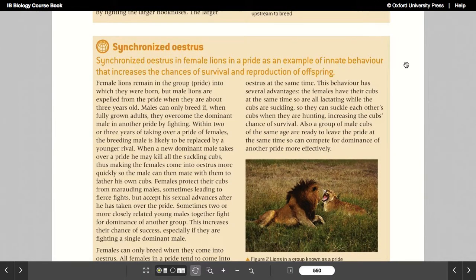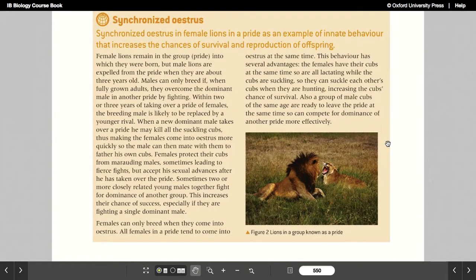We also know about synchronized oestrus, which is when all the female lions in a pride basically have their menstrual cycles together, and it increases their survival and the reproduction of their offspring. So the way that lions work, when male lions are older, about 3 years old, they are all expelled from the pride. And then they can either stay in their pride or they can go find another one. But in order to stay in their pride, they have to fight another male who also wants to be in that pride. And whoever wins gets to mate with all of the females in that pride.